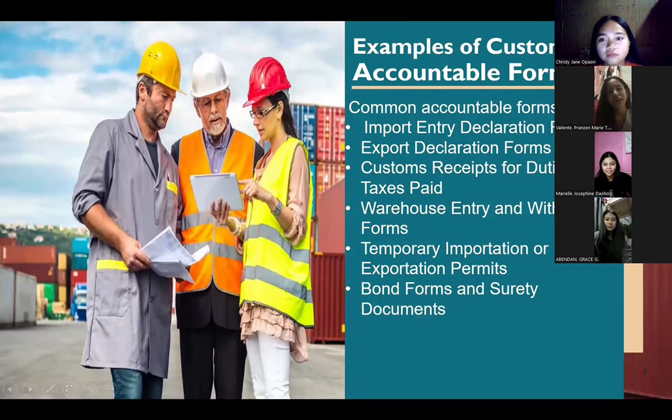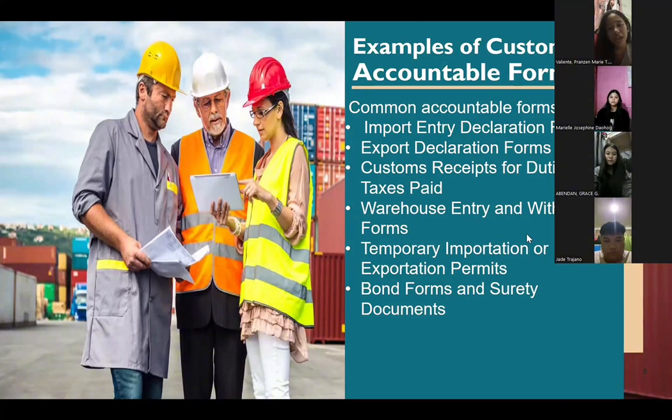And these are the examples of customs accountable forms. Common accountable forms include import entry declaration forms, export declaration forms, customs receipts for duties and taxes paid, warehouse entry and withdrawal forms, temporary importation or exportation permits, bank forms, and surety documents.